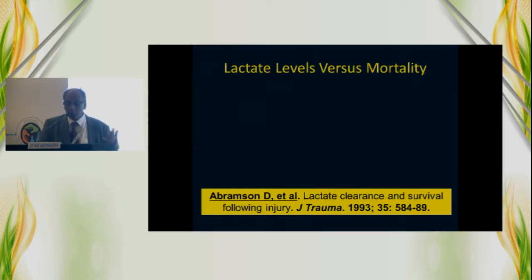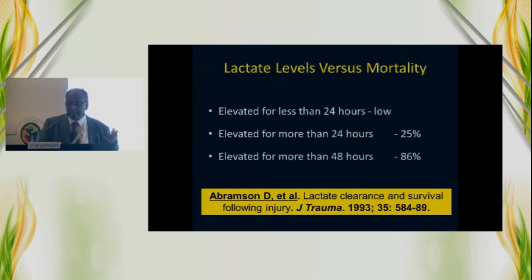One has also looked at the lactate levels versus mortality, and if the serum lactate levels are elevated for less than 24 hours, the mortality rates are low. If it is for more than 24 hours, it goes as high as 25%, and if they remain elevated for more than 48 hours, then the mortality rates are as high as 86% in these polytrauma patients.